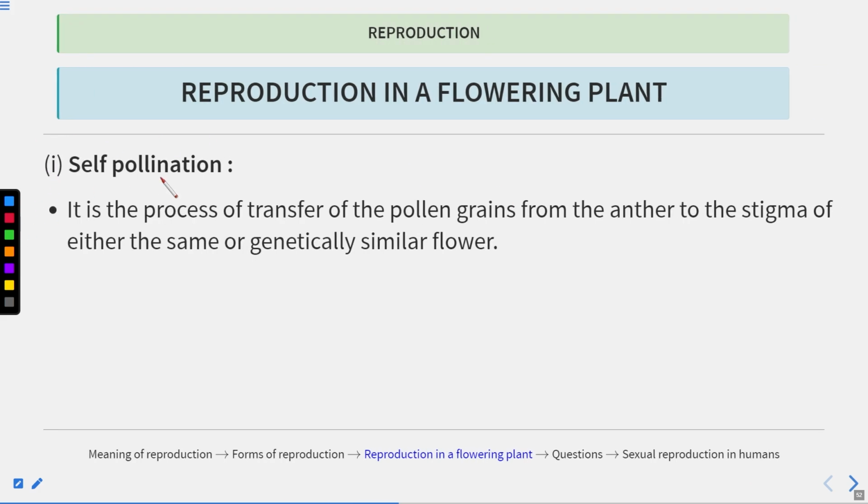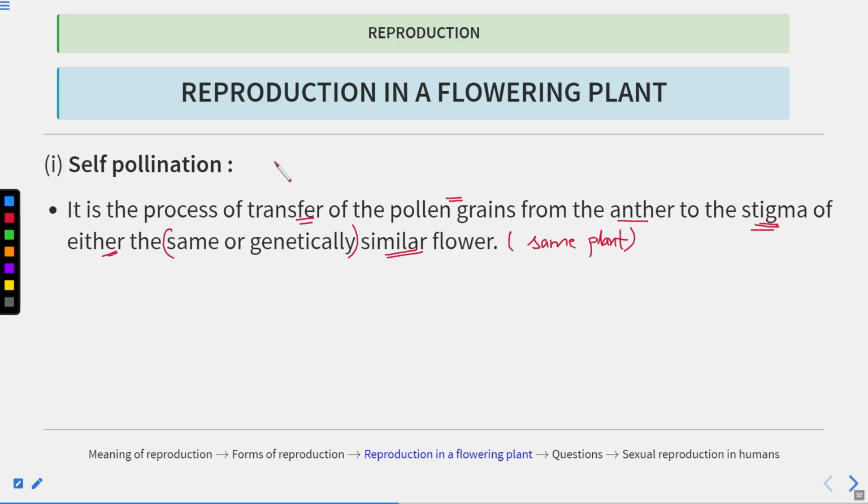Now first let's talk about self-pollination. It is the process of transfer of the pollen grains from the anther to the stigma of either the same or a genetically similar flower. This is known as self-pollination. So here the pollens are being transferred to the stigma of the flower that is the same or genetically similar. A genetically similar flower will be present on the same plant.